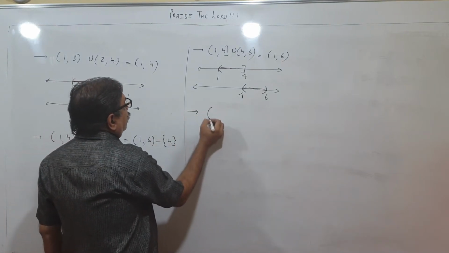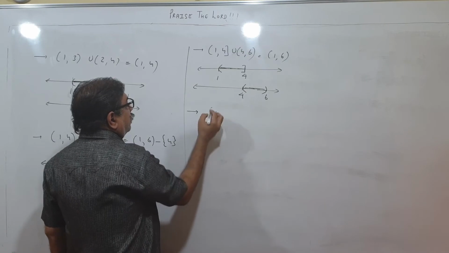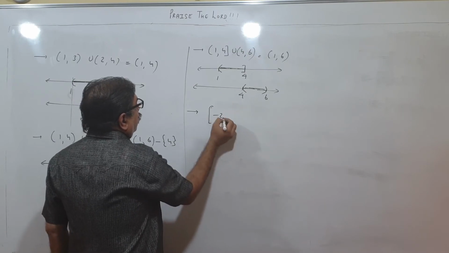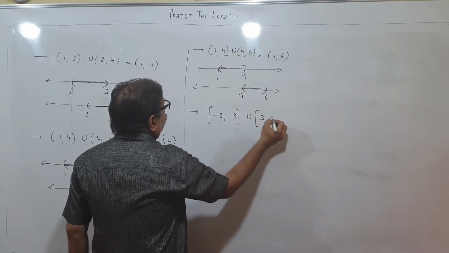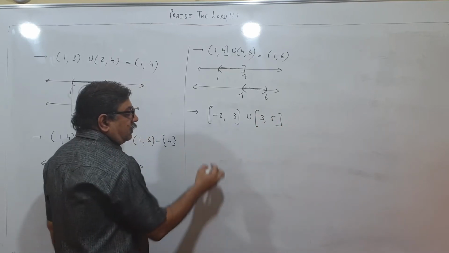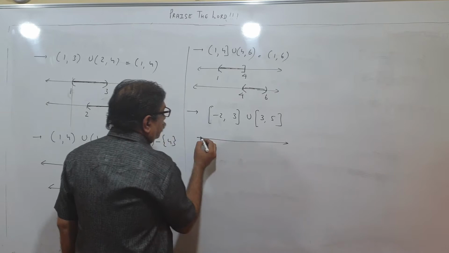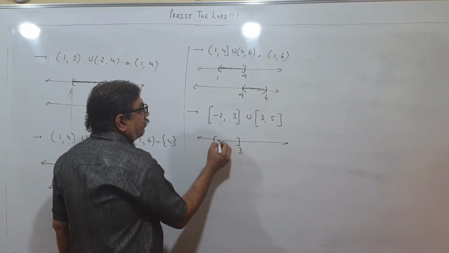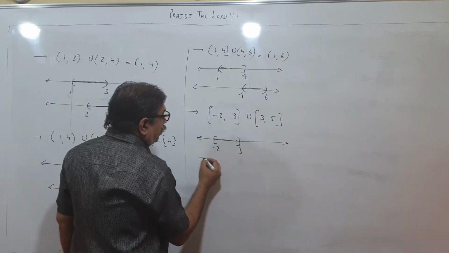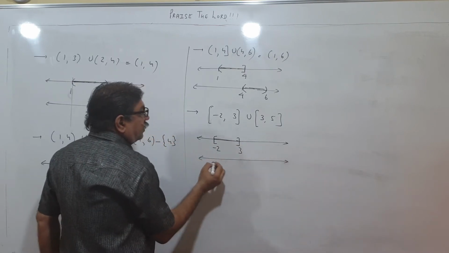If I want [-2, 3] union (3, 5), so you can see this is -2, this is 3, including both, and I plot below it the next interval 3 to 5.